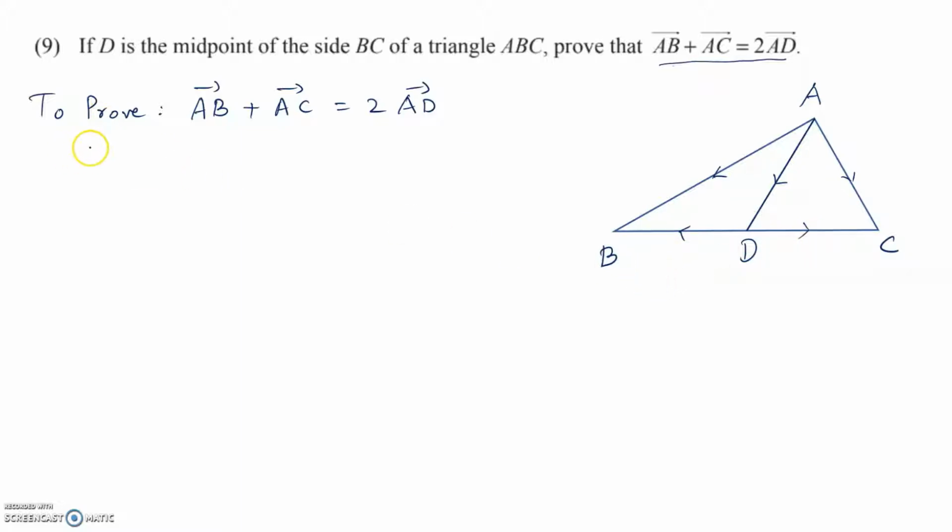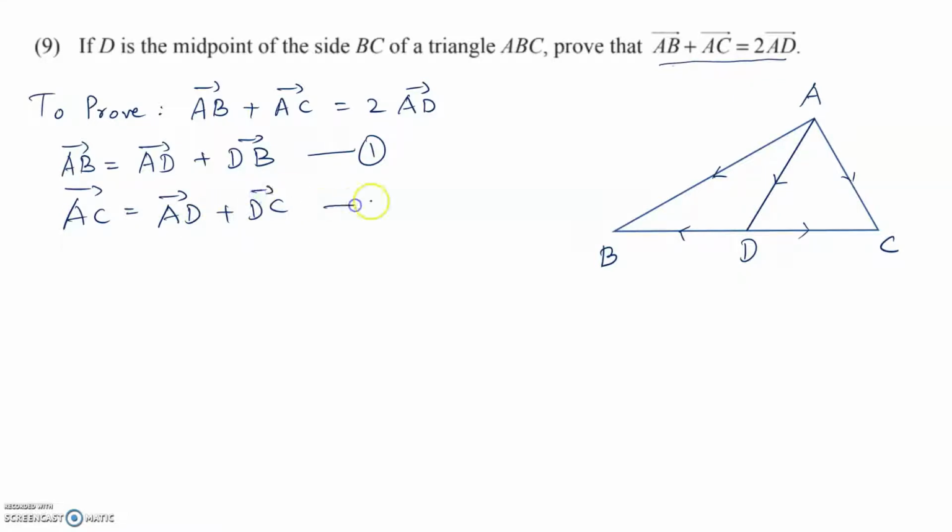So AB vector can be defined as AD plus DB vector. This is our 1. And we can define AC vector: AC vector is equal to AD plus DC. So call this 2.